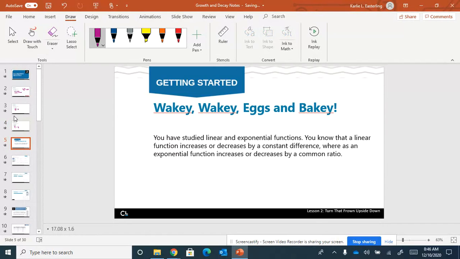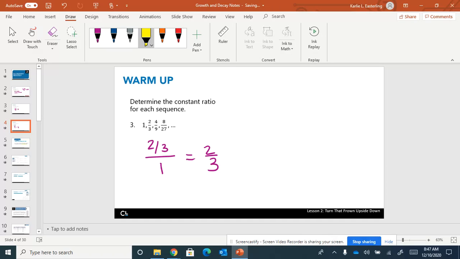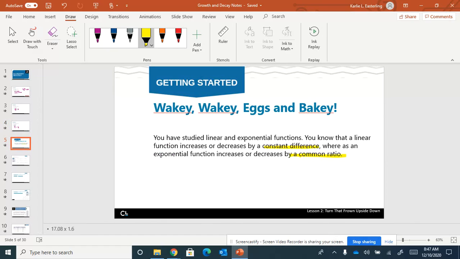All right, so now we are going to be wakey, eggs and bakey. So we have studied linear and exponential functions at this point. You know the linear function increases or decreases by a constant difference, whereas an exponential function increases by a common ratio. So that common ratio is exactly what we were just finding up here, except it was a constant ratio, but it's constantly going to be multiplied by 2/3 to get your next number, and that makes it a common ratio.